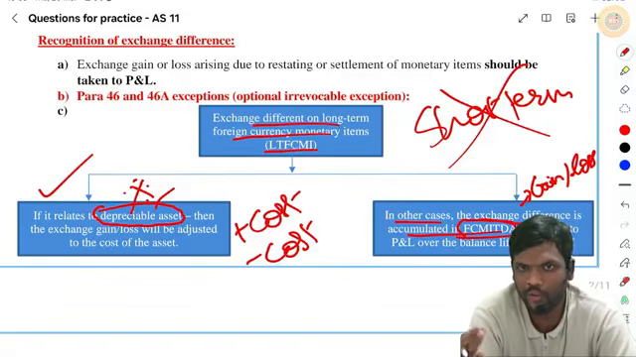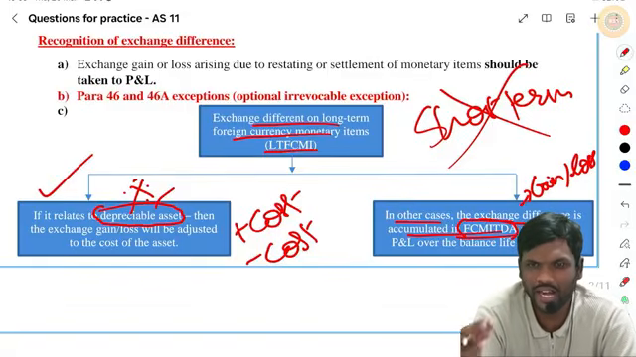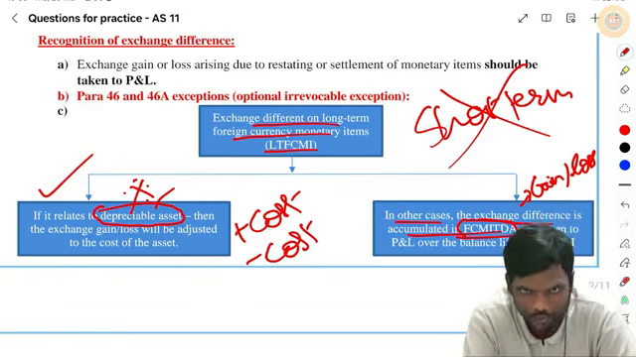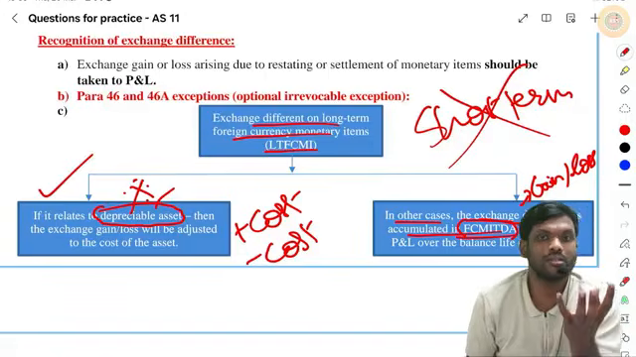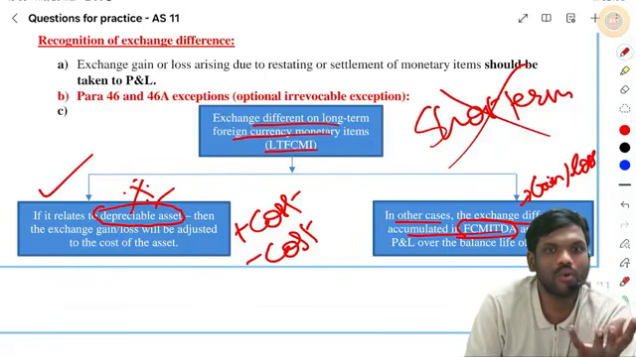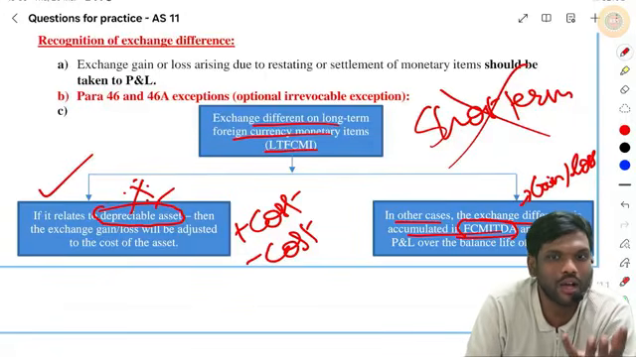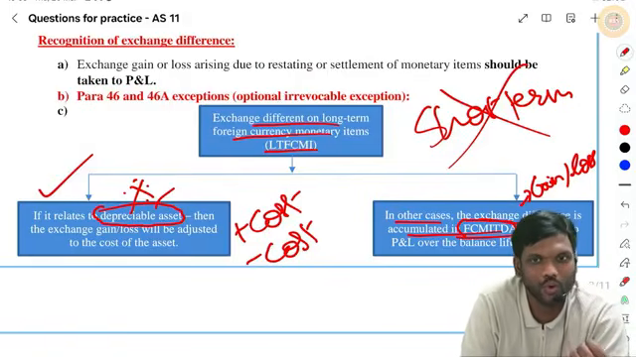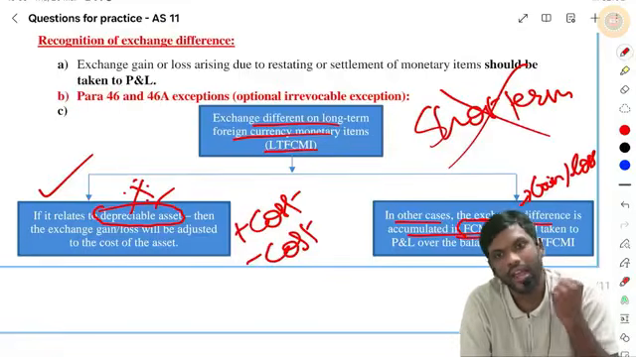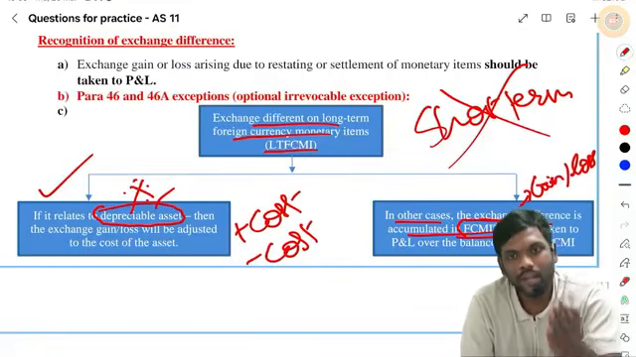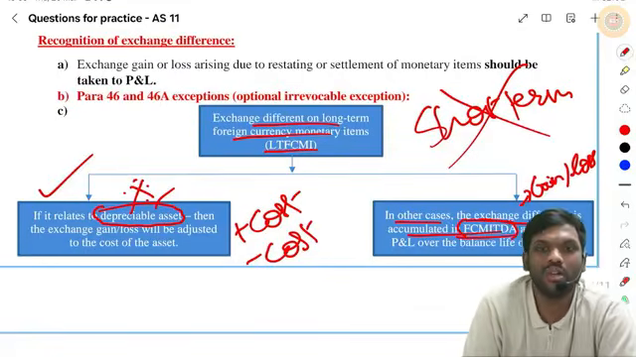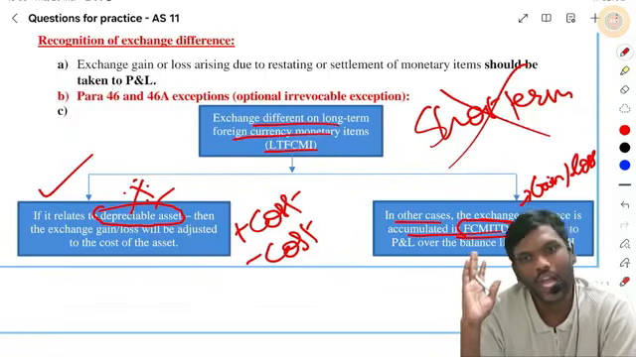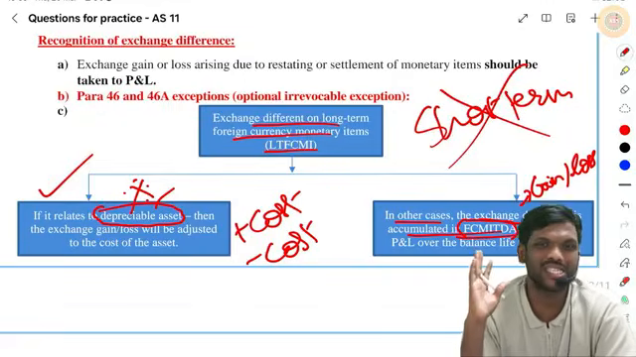Sir, what is the full form of FCMITDA? FCMITDA stands for Foreign Currency Monetary Items Translation Difference Account. We have to accumulate this foreign exchange gain or loss in a separate account called FCMITDA. That FCMITDA will be taken to P&L over the balance life of the loan. This is what para 46A says.